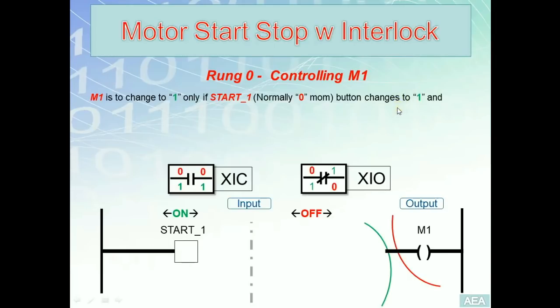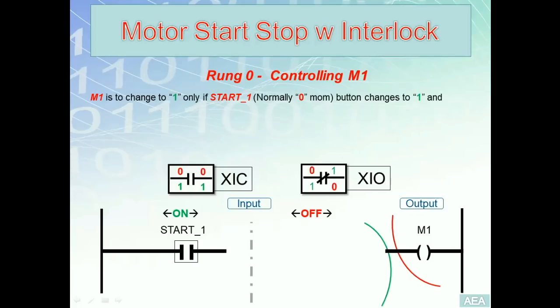In order to determine this, we need to rely on our binary version of this requirement, always starting from the input. Get used to this. It says when start 1 changes to 1, the output, which is M1, changes to 1. So it's a 1-to-1 relationship, and this is achieved using an XIC instruction. When start 1 goes to 1, the output M1 goes to 1.